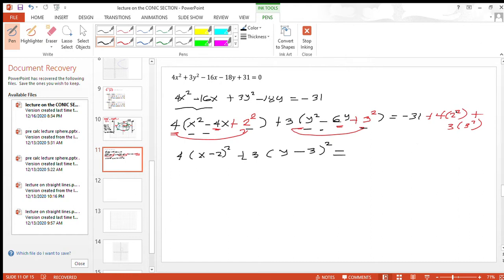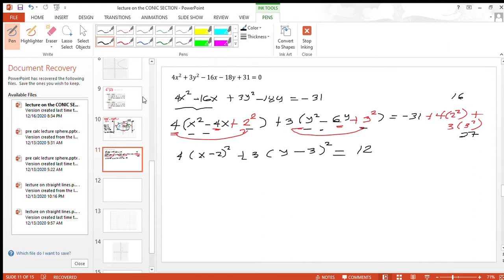Simplify the right side. This is 4 times 4 is 16. 3 times 3 is 9. 9 times 3 is 27. Okay? So, 27. 27 minus 31 plus 27 is minus 4 plus 16 will be positive 12. Okay? So we now have factored our perfect square trinomials.